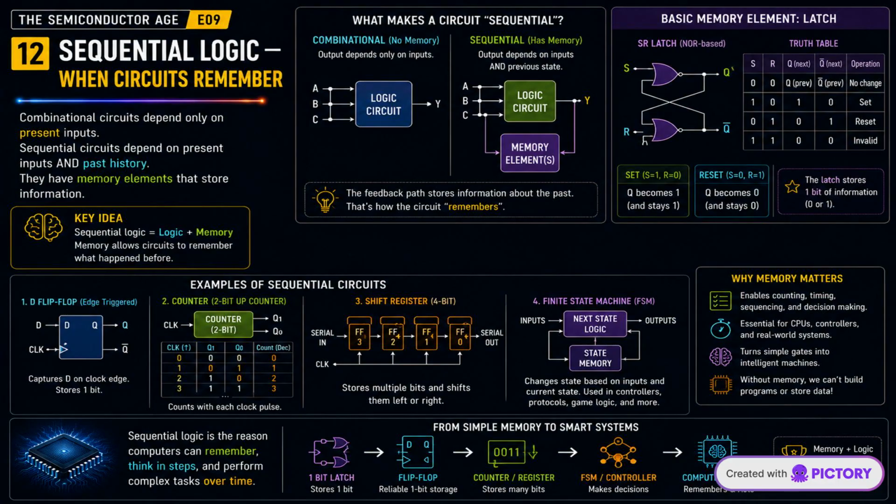But computers also need circuits that can remember. Sequential logic depends on both the current input and the previous state. Flip-flops, registers, and counters provide this ability. This combination of logic and memory allows digital systems to operate step by step.